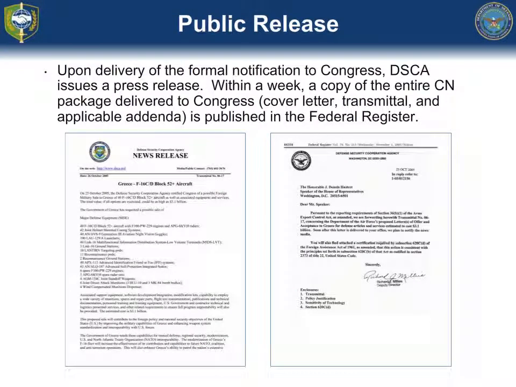Upon delivery of the formal notification to Congress, DSCA issues a press release. Again, State may adjust the timing, but within a week, a copy of the entire CN delivered to Congress is published in the Federal Register. Those are sample front pages, but if you look on the DSCA website, under major arms sales, or in the Federal Register based on a CN transmittal number, you will be able to find those documents and see what they look like.